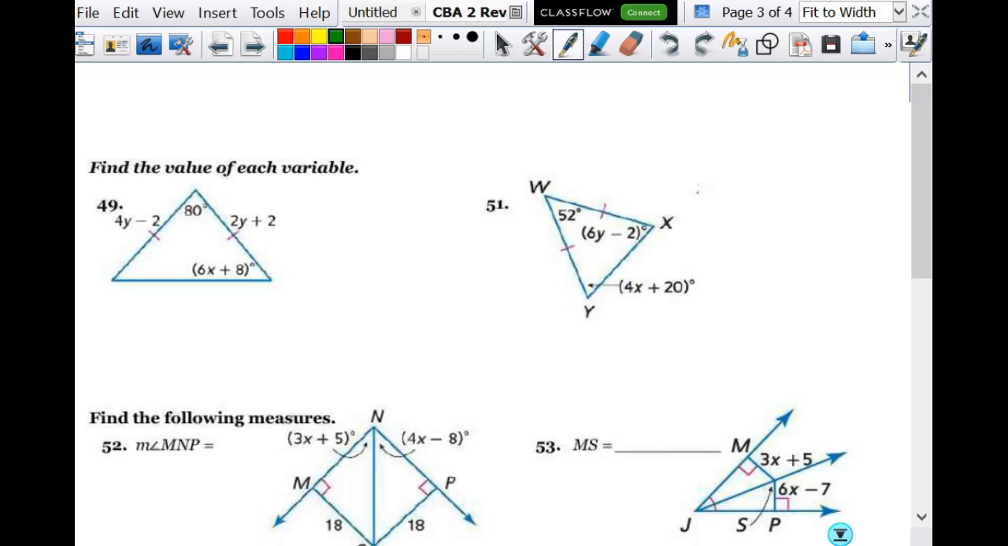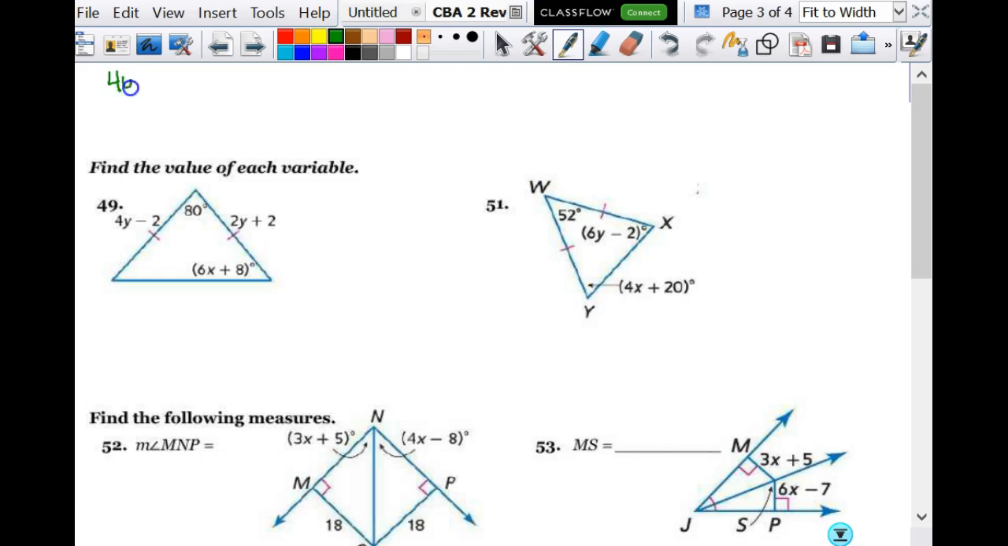Right, so here is the back of part 2 of the review. 49 says, find the value of each variable. So we've got x's and y's in here. The y's are on the side lengths, the x is on the angle, so they don't really relate to each other. These two sides are congruent because it's an isosceles triangle.